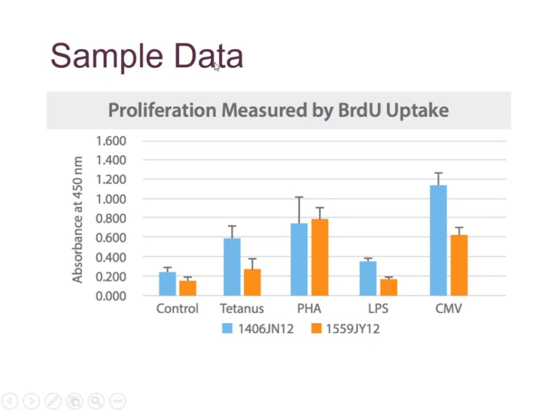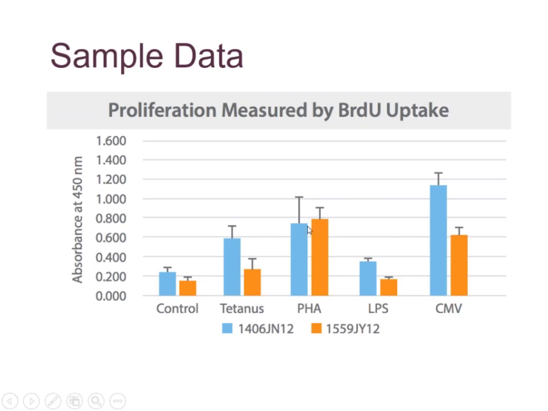This is using human cells in this case, rather than the mouse. And you have a measure of absorbance, since it's a colorimetric assay, to indicate the number of cells that may have incorporated the bromodeoxyuridine. The control is relatively low. In the presence of tetanus toxoid, which most people are immunized against, you can see that there's an increase in the absorbance from 0.2 up to about 0.6.